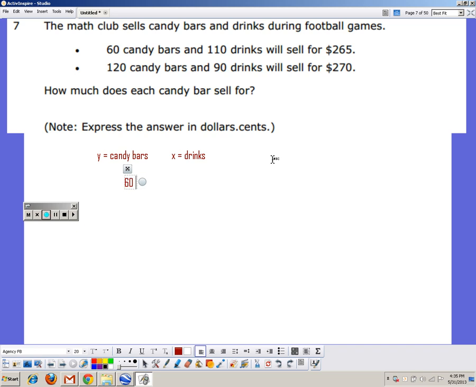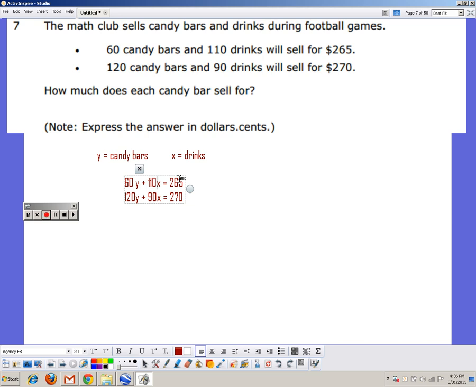So I have 60y plus 110x equal 265. For the 60 candy bars and 110 drinks will sell for $265. Then I have 120y plus 90x equal 270. Again, for the second part of our information where it says 120 candy bars and 90 drinks will sell for $270.